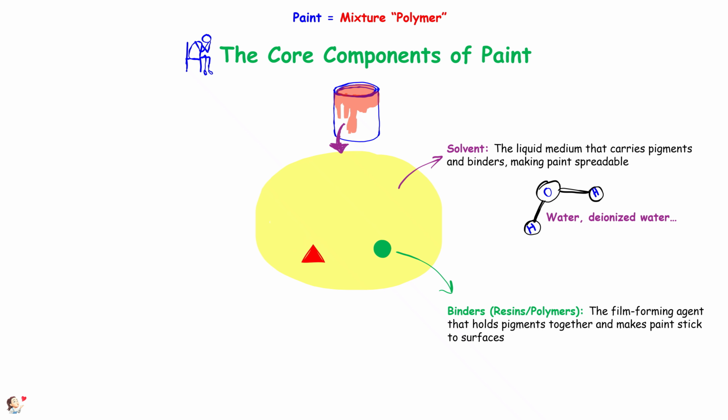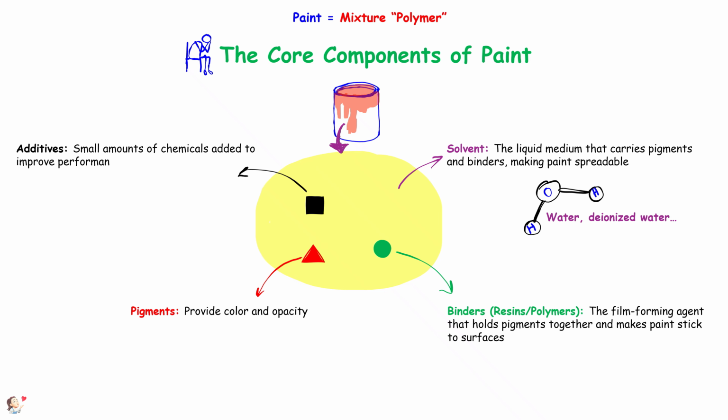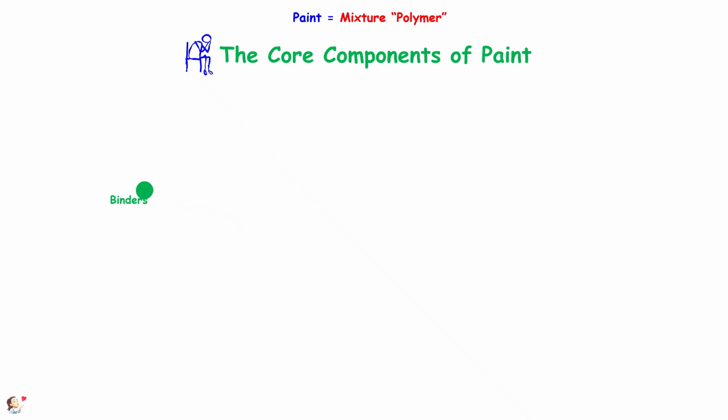The third component is pigments, which provide color and opacity. The fourth component is additives, which are small amounts of chemicals added to improve paint performance. Next, I will share more details about binders, also known as resin.